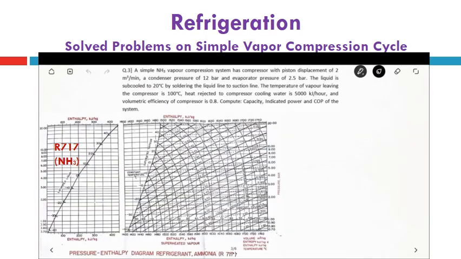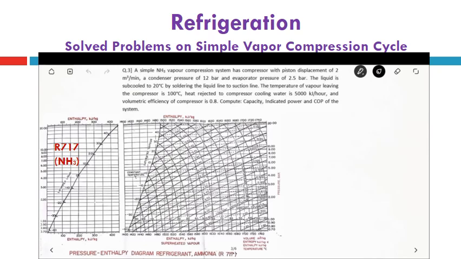Problem 3, using R717, which is NH3. A simple NH3 vapor compression system has a compressor with piston displacement of 2 meter cube per minute, a condenser pressure of 12 bar and evaporator pressure of 2.5 bar. The liquid is subcooled to 20 degrees Celsius by subcooling the liquid line to suction line. The temperature of vapor leaving the compressor is 100 degrees Celsius. Heat rejected to compressor cooling water is 5000 kilojoule per hour, and volumetric efficiency of the compressor is 0.8. Compute capacity, indicated power, and COP of the system.